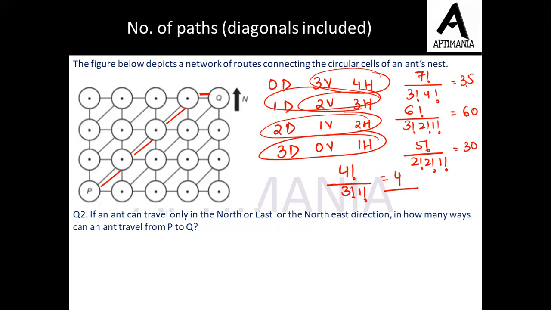So if we count the total number of ways, that will be 35 plus 60 is 95, plus 30 is 125, and 4 is 129. So a total of 129 different ways will be there when I'm including the diagonal paths as well. For this question, 129 is the correct answer. I hope this is clear to you.